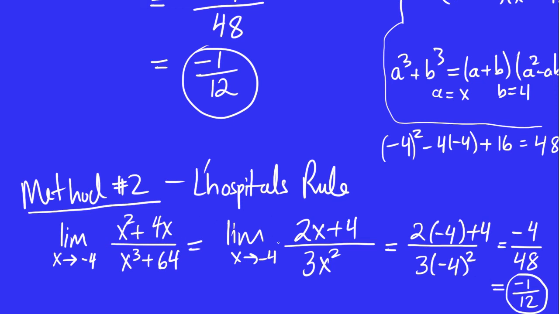So both are good methods. L'Hopital's rule is considered a powerful tool, and if you can solve the limit without a powerful tool and just use basic factoring, sometimes that's preferred by the teacher. But it's up to you or whatever your teacher requires. All right.